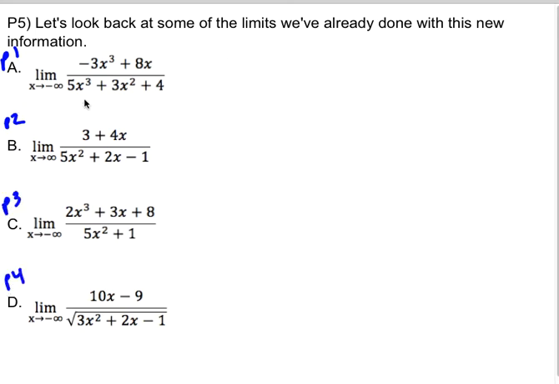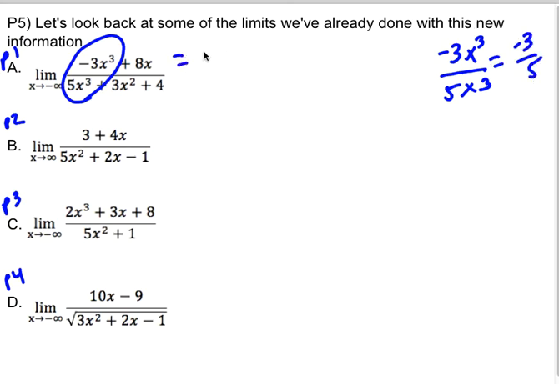So if we look at logic, I look at my leading coefficients, and I say, oh, this behaves like a negative 3x cubed over a 5x cubed. Notice at no point am I saying they're equal, because they're not equal. It just behaves like that. That's a negative 3/5. Okay, cool. For big values of x, that's going to a negative 3/5.